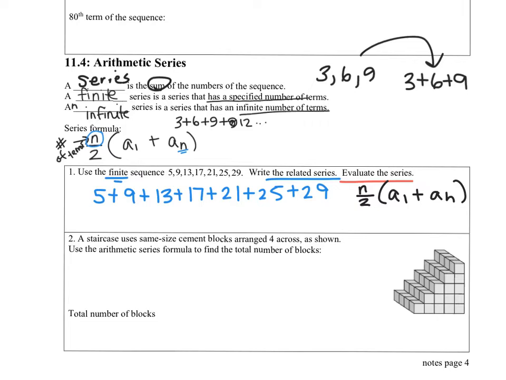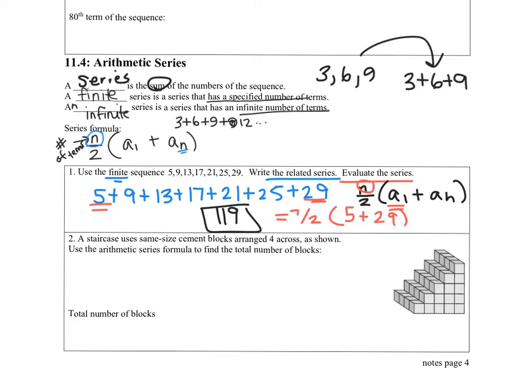n stands for the number of terms. The number of terms in this sequence is 1, 2, 3, 4, 5, 6, 7. So this is going to be 7 divided by 2 times the quantity a sub 1, my first term, 5, plus a sub n, which is my last term, 29. When I calculate this, you can put it right in your calculator, you get 119. Or you could add these up.